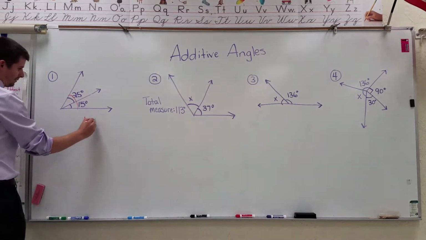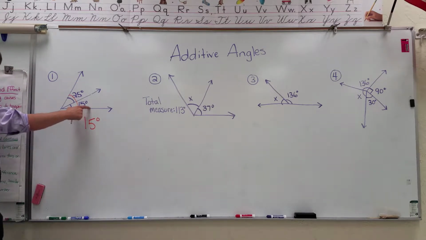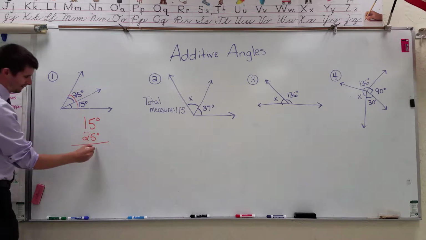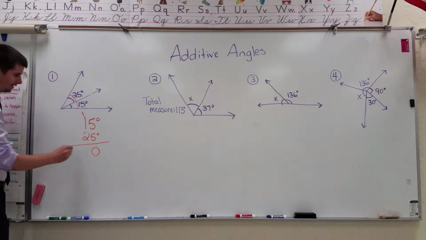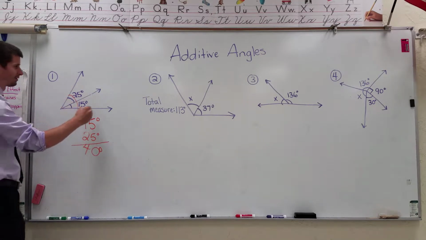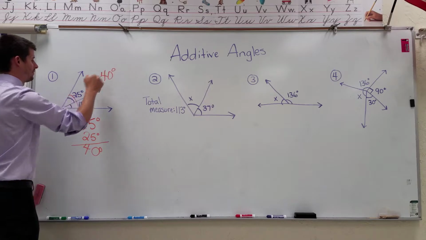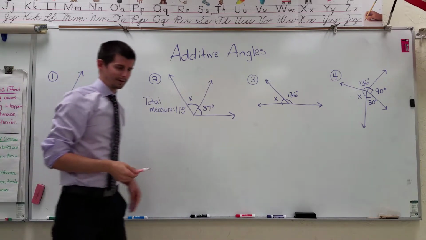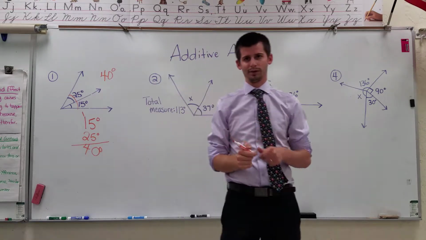So the bottom one is 15 degrees. I'm going to add my 25 degrees. So I do that, 5 plus 5 is 10, regroup the 1, and I would get 40 degrees. So the angle that makes up these two angles would be 40 degrees. So that one's easy. That's just adding the two angles.